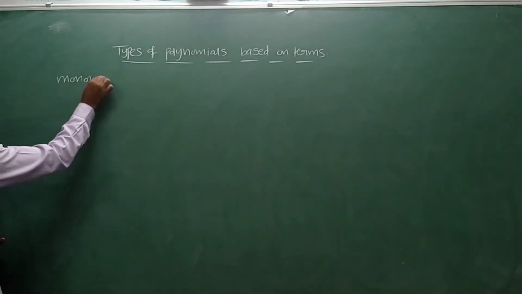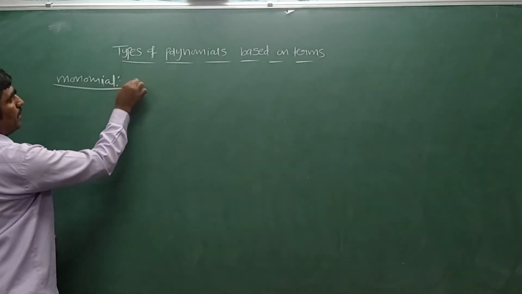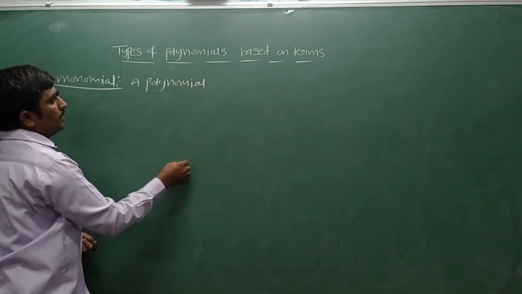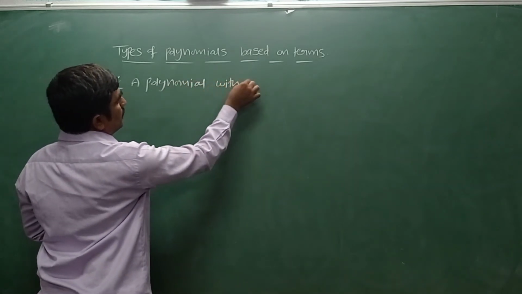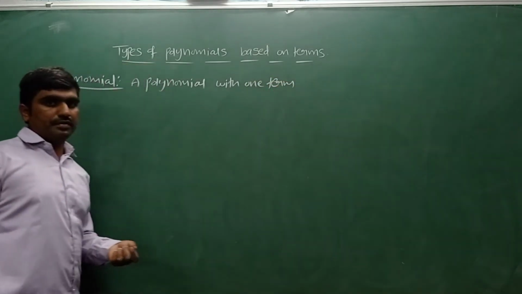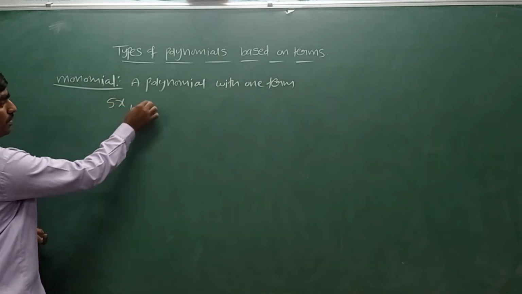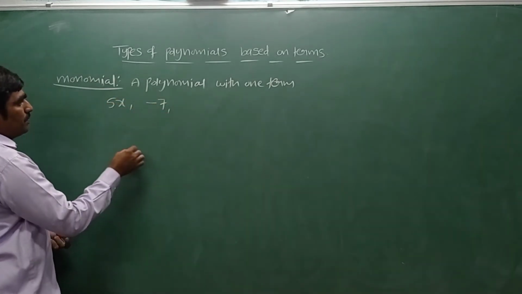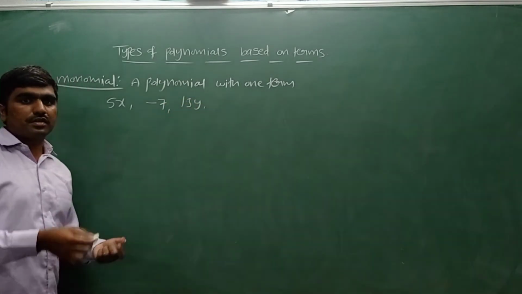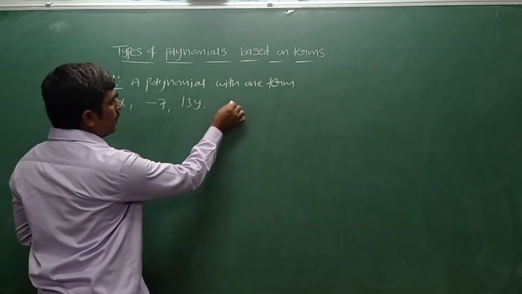First one is what? Monomial. What is a monomial? Monomial is nothing but a polynomial with 1 term. A polynomial with 1 term is called a monomial. Let's see examples. Let me write 5x, or let me take minus 7, or let me take 13y. Yes, these are all what? Monomials. They are polynomials which contain only 1 term.